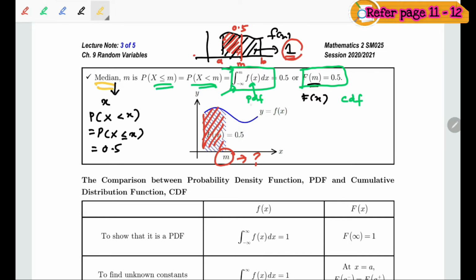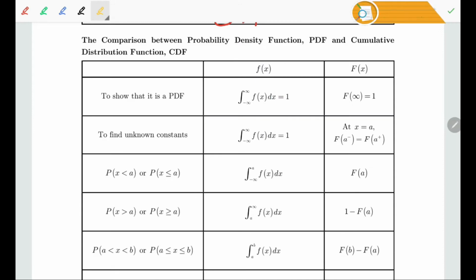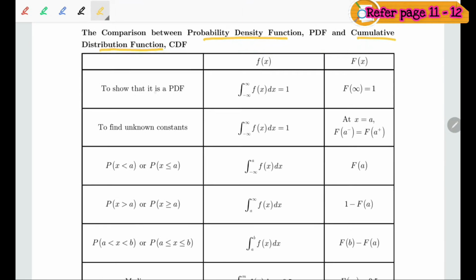So how you are going to find the median, whether using the PDF or CDF: if you are using the PDF, you need to integrate. If you are using the CDF, you need to substitute into the CDF function that you have found, or that you are already given in the question. Okay, let's go to the summarized comparison between the probability density function, which is the PDF, and the CDF for the continuous random variable.